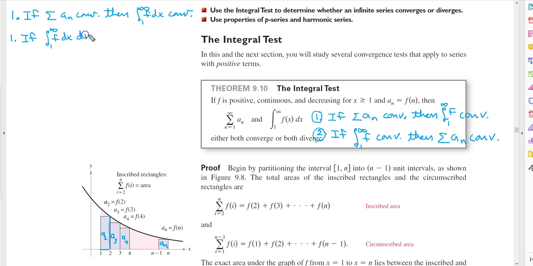So this is the same as saying if this diverges, then the series must diverge. Okay, that's the same thing, right? So we're saying if the series converges, then the integral converges, is the same as saying if the integral did not converge, then the series could not have converged. So this is called our contrapositive.